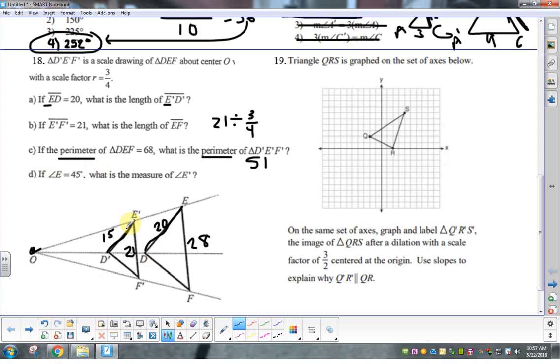And if angle E is 45, what's the angle E prime? Dilations do not change angles, so it's still 45. Do not multiply your scale factor with your angles.